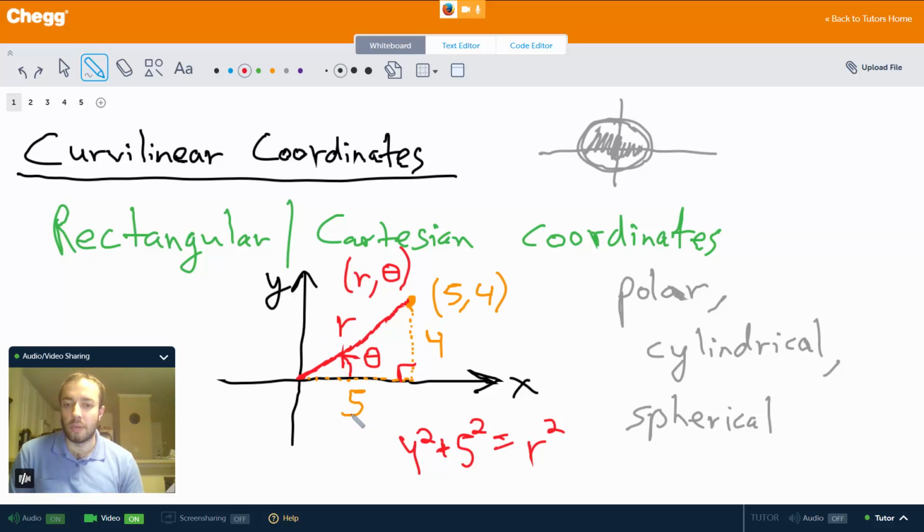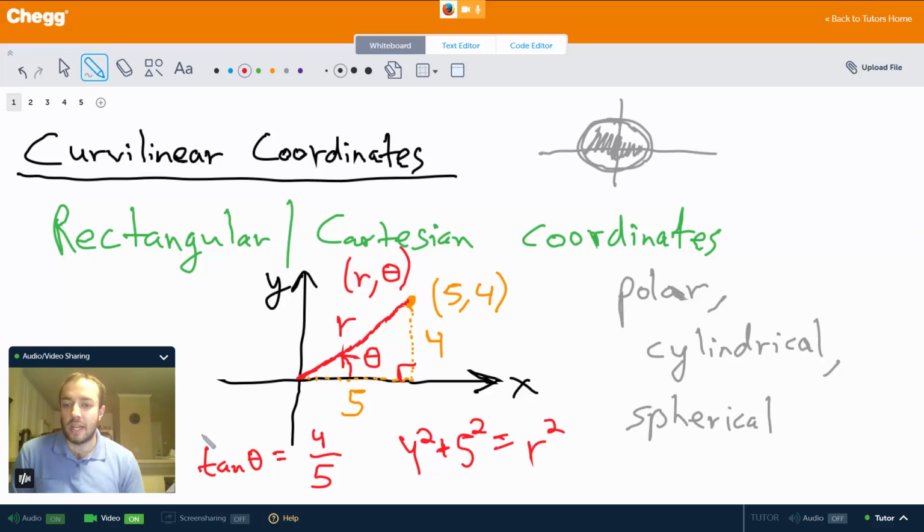Well, if we remember our right triangle trigonometry, tangent of theta is equal to 4 over 5 in this specific case. Okay, tangent is opposite over adjacent, 4 over 5. So we can say theta is the inverse tangent of 4/5. And we can put that into a calculator or something and we can figure that out.